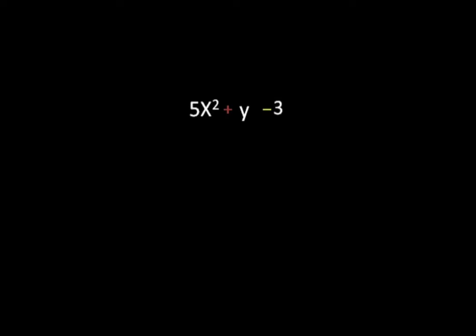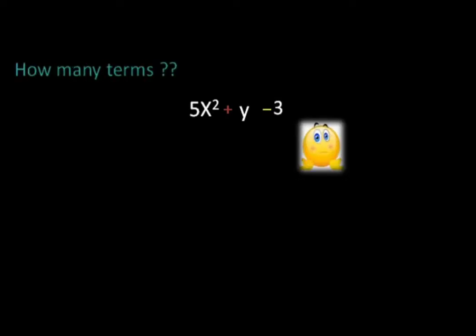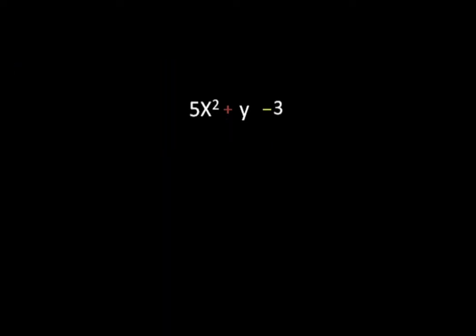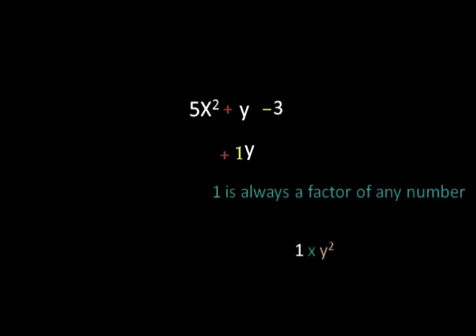Now here is an equation for you. How can you find how many terms this polynomial has? Well, we just learned that terms are parts joined together by addition or subtraction, so that means it should have 3 terms. But there is something missing in the second and third terms. The middle term is missing its number part, that's 1, because 1 is always a factor of any number. Since multiplying by 1 has no effect on a number or variable, we don't need to show it. But the coefficient of it is 1.